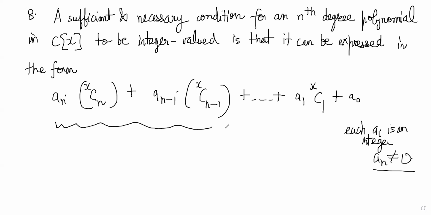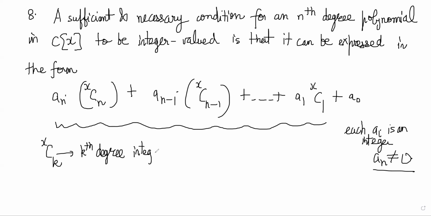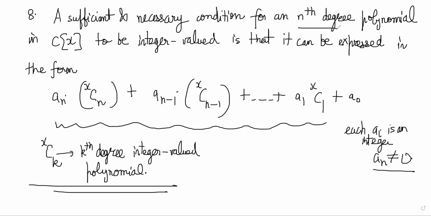So basically what we are saying in this property is that using functions like xCk, which was a kth degree integer valued polynomial, we can construct any nth degree integer valued polynomial that we want, right? So for an nth degree polynomial, we just said an times xCn, a(n minus 1) times xC(n minus 1), and so on. So this forms the basis set using which we can construct higher order integer valued polynomials, right? Now let's apply the three things that we have learned. We learned Lagrange's interpolation, we learned about difference of functions, and we learned about integer valued polynomials. Let's see how we can apply them in problems.